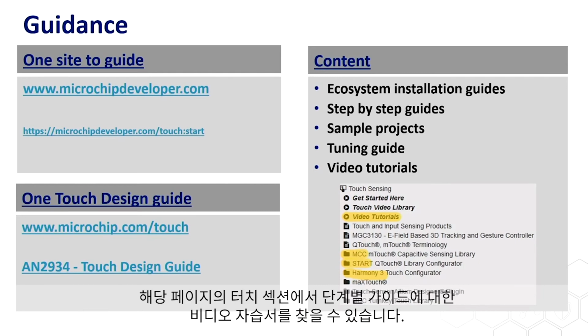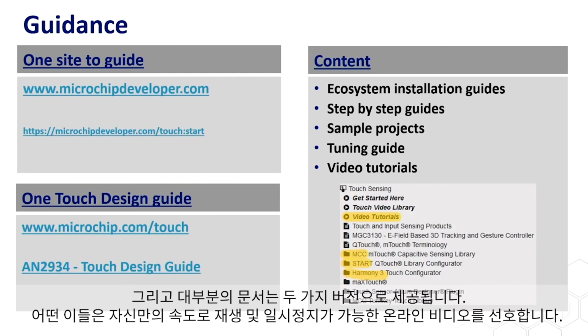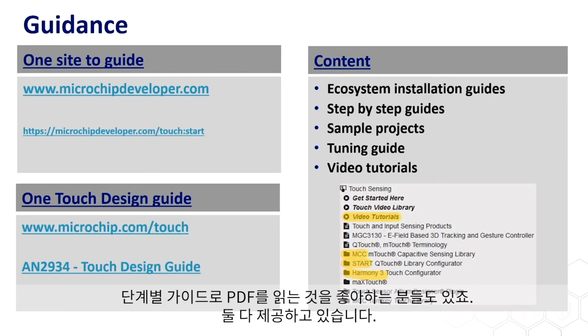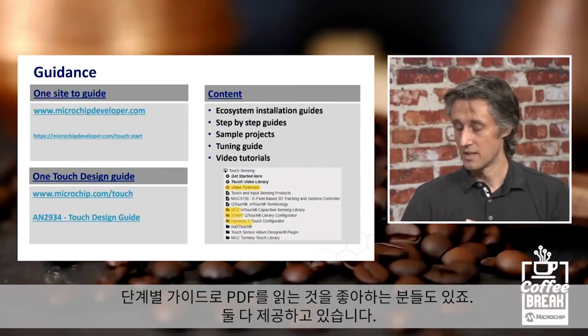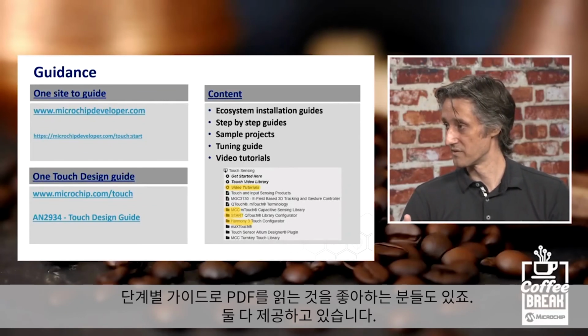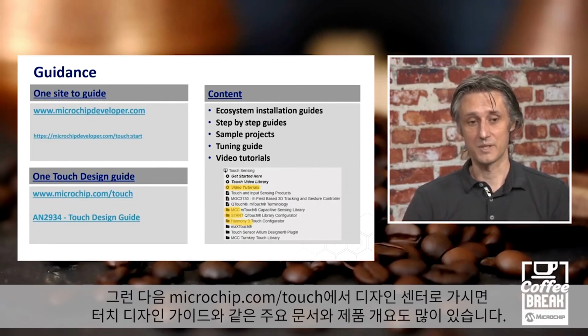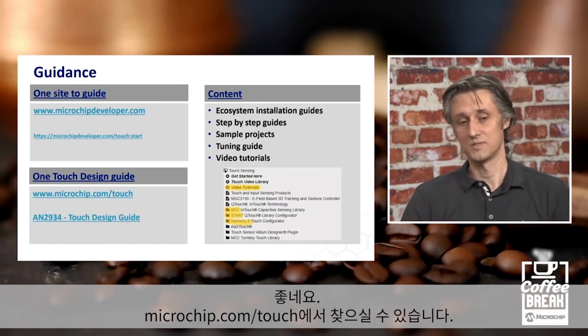There is a section for touch, and there you find video tutorials and step-by-step guides. Most of our documentation is available in two forms. Some people prefer a YouTube video where they can stop, play and pause at their own speed. Others like to read through a PDF with a 1, 2, 3, 4, 5 step-by-step guide. We have both of that. Makes sense. And then on the microchip.com page, again very simple, /touch, you come to our design center, and there is a lot of documentation. The main documentation is the touch design guide. Nice, and they can find that on microchip.com/touch.